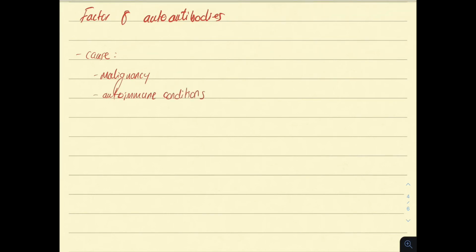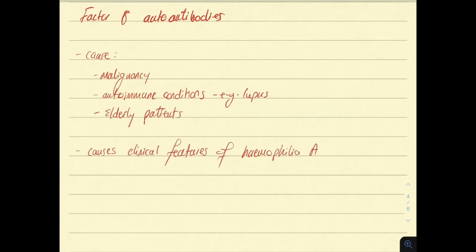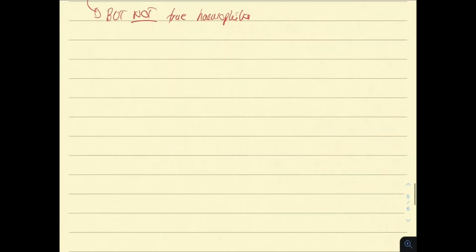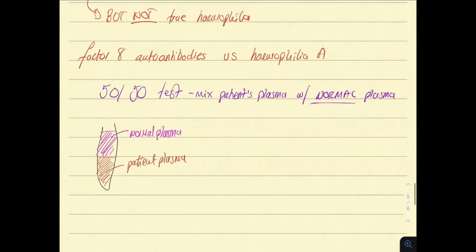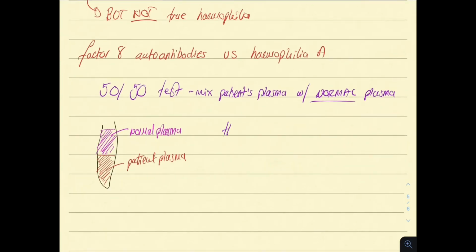The causes of factor VIII autoantibodies include malignancies and autoimmune conditions such as lupus. They can also occur in the elderly. The clinical features are the same as haemophilia, but this is not a true haemophilia A. So how can we differentiate? Well, there is a test called the 50-50 test, where you mix the patient's plasma with normal plasma and then measure the APTT.